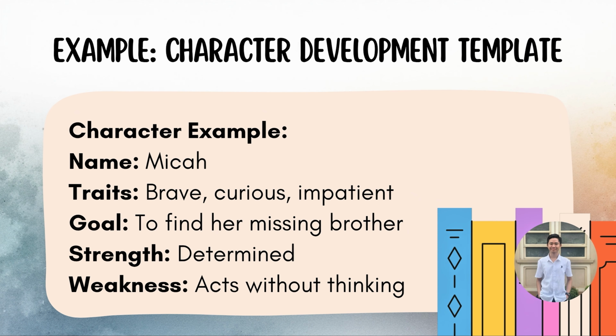For example, a student might create a character named Mika, who is brave and curious but also impatient. Her goal is to find her missing brother, and although she's determined, she sometimes acts without thinking. This process makes characters more interesting and believable for readers.